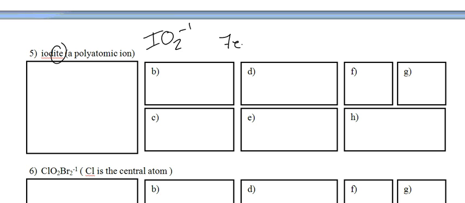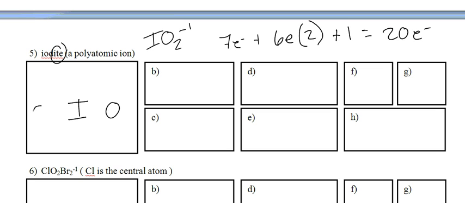So iodine brings 7 electrons, plus oxygen has 6. So then that -1 means that we have an extra electron. So we have 13 plus 7 is 20 total electrons in this compound. Go ahead and put iodine in the middle. Put your oxygens on the side.